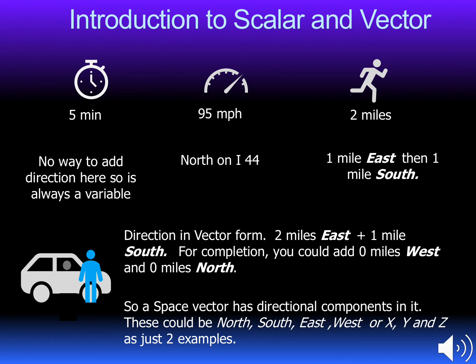So typically, for completion, you could also add that it was 0 miles west and 0 miles north. So a space vector has directional components in it. Now I'll give you two examples. Typically these could be north, south, east, and west, or as all of you are familiar with either from your math days or your science days, X, Y, or Z. So as we mentioned in the directional component for the driver, it was 2 miles in the east component, 1 mile in the south component, 0 miles in the west component, and 0 miles in the north component.